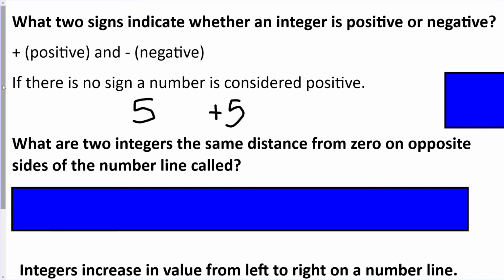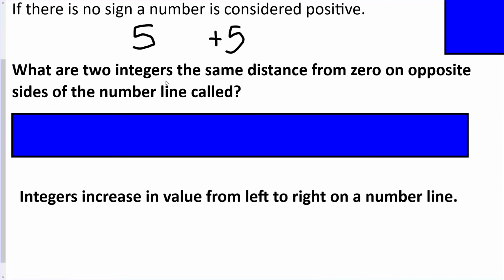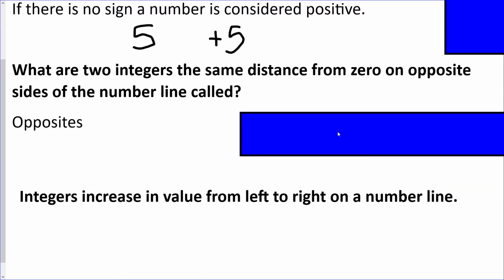Okay, on we go. So two integers, the same distance from 0, but on opposite sides of the number line, they are called opposites. Okay, so we'll talk about those in just a second, but they are the same distance from 0.